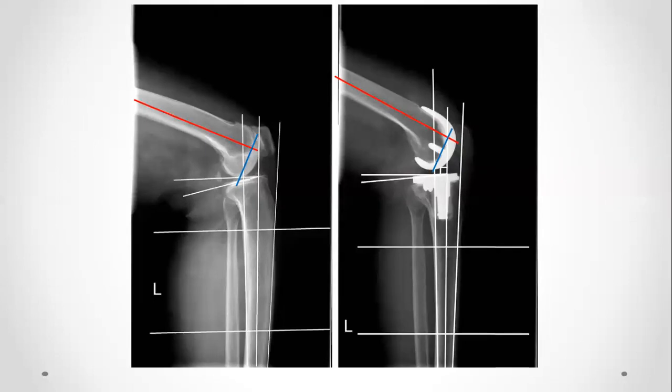Okay, now you can see this is the anatomical line on the lateral X-ray of the femur. It must be perpendicular to the cut. And here you now see the post-operative, and it is also perpendicular. So what if this entry point is more anterior or more posterior? What would happen? Let's see.